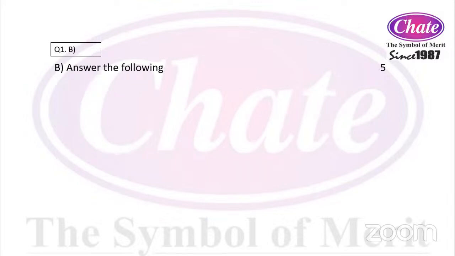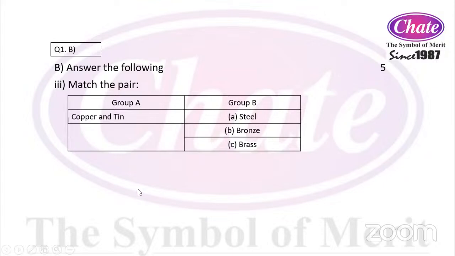Now we are going to see our next question, that is match the pair. Here you can see that in group A, they have given you copper and tin, and in group B, they have given you three options: steel, bronze, and brass. Now you have to select the correct option and write that option only against copper and tin. So the correct answer is bronze. So option B, bronze, you just have to write that option only, instead of this kind of arrow. This is just to understand that we are going to get the correct answer. Bronze is the alloy made from copper and tin.